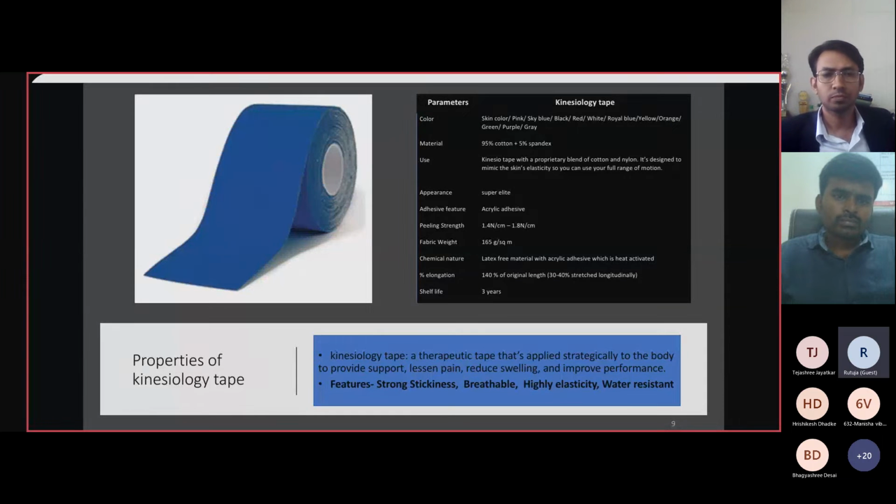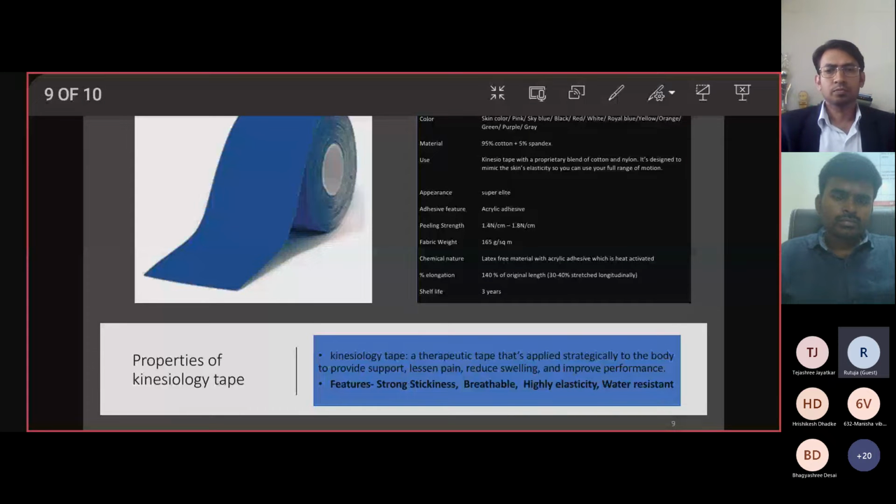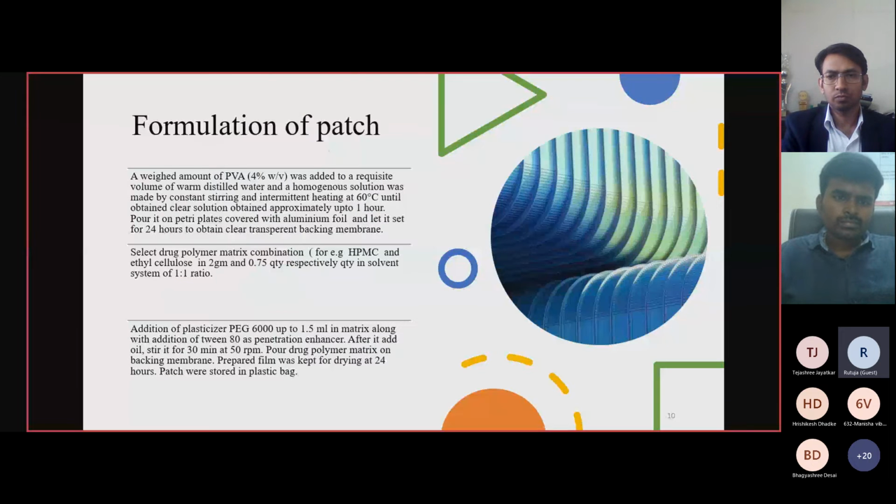Then the formulation is made from polyvinyl alcohol, which is added to the requisite amount of warm distilled water, and a homogeneous solution was made by constant stirring and intermittent heating at 60 degrees Celsius until a clear solution was obtained, kept for approximately 1 hour. Then this base membrane solution is poured on a Petri plate covered with aluminum foil and set for 24 hours to get a clear backing membrane.